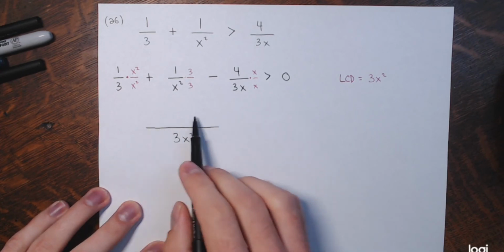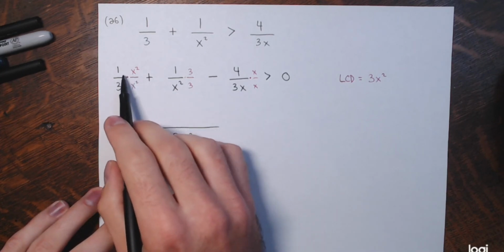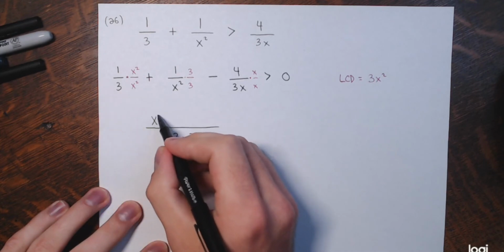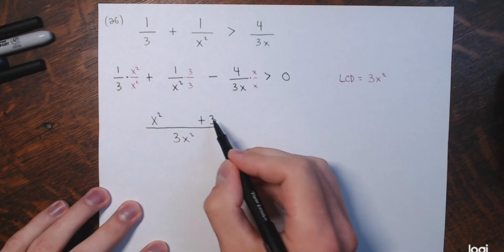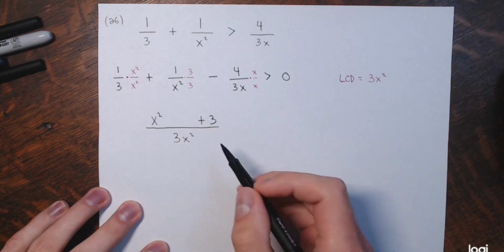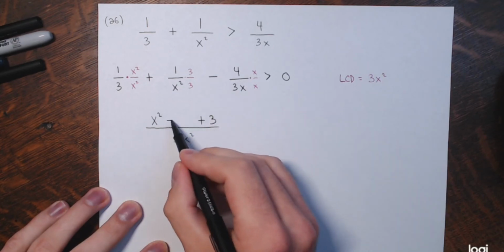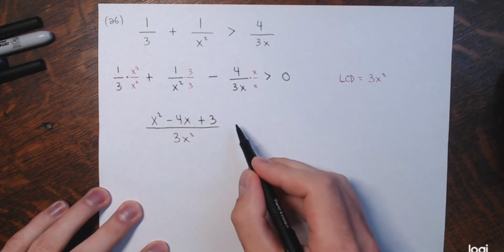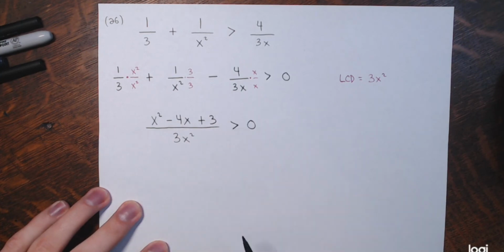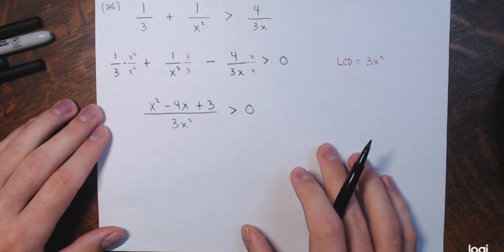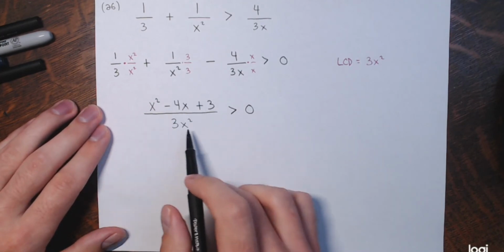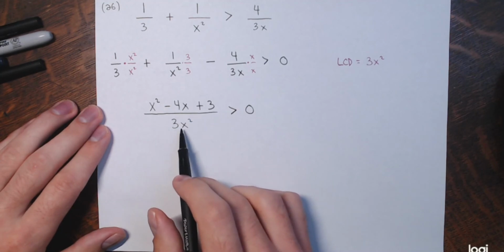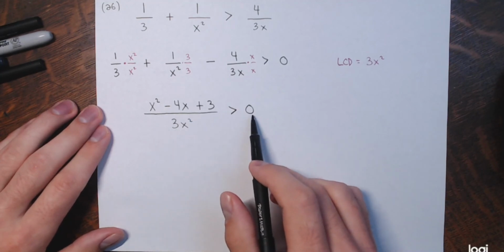Then you're just combining the numerators for the numerators. So I have 1 times x squared, which is x squared, plus 1 times 3 is positive 3, so I'll put that at the end, plus 3, because it doesn't have a variable, right? And then minus 4 times x, I'll put that in the middle, minus 4x is greater than 0. And then now I have what I want. I have a single fraction on one side, one numerator, one denominator, 0 on the other.